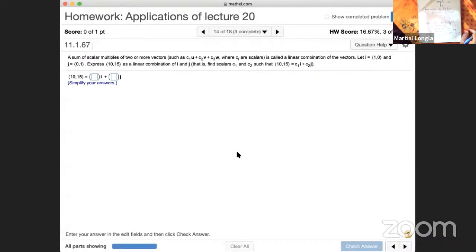Now, what's happening in the next one? So you have a sum of scalar multiples of vectors. How do you add scalar multiples of vectors? The way you do that is you multiply each of the vectors by the scalars, and then you add component wise. That's what you would do.